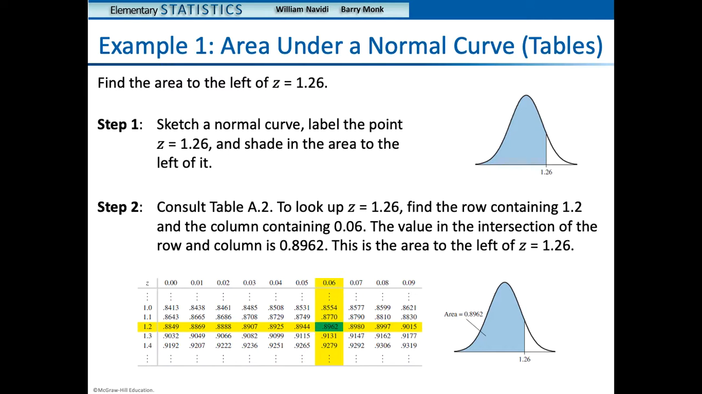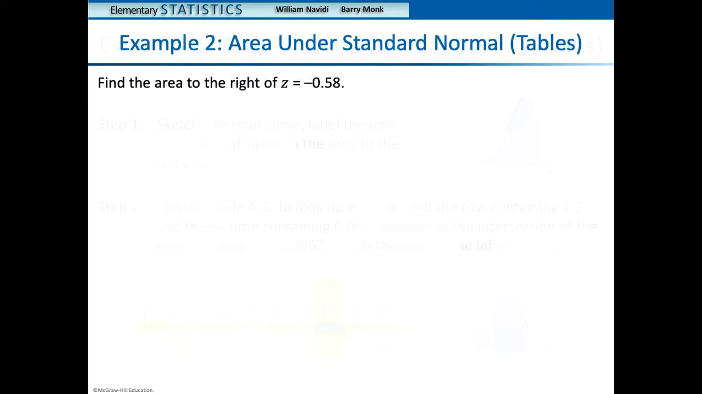Now, the table only directly gives areas to the left, but it can be used to find other areas as well, simply by knowing the geometry of the curve itself.